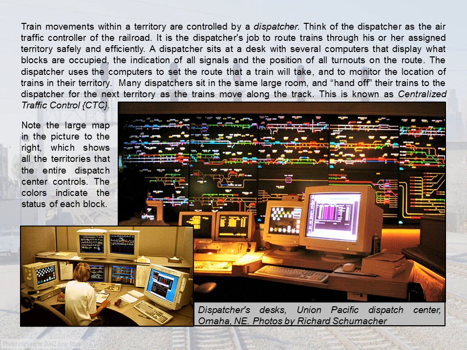The dispatcher uses the computers to set the route that a train will take and to monitor the location of trains in their territory. Many dispatchers sit in the same large room and hand off their trains to the dispatcher for the next territory as the trains move along the track. This is known as centralized traffic control. Note the large map in the picture to the right, which shows all the territories that the entire dispatch center controls. The colors indicate the status of each block.